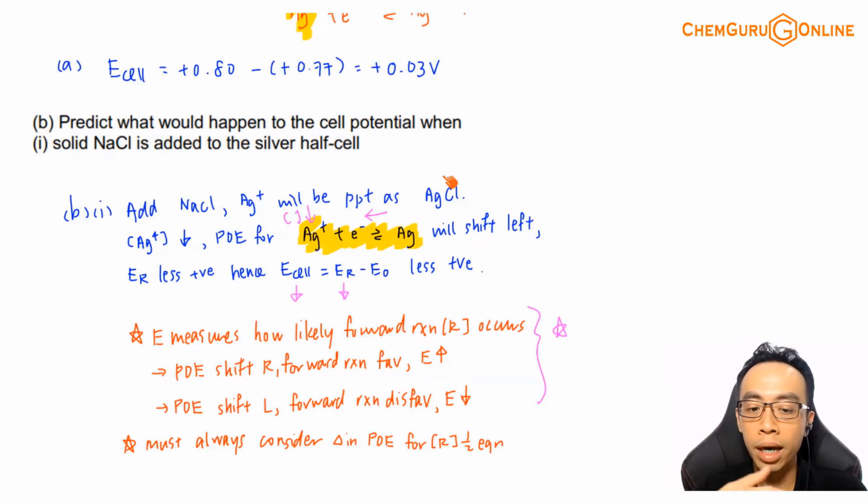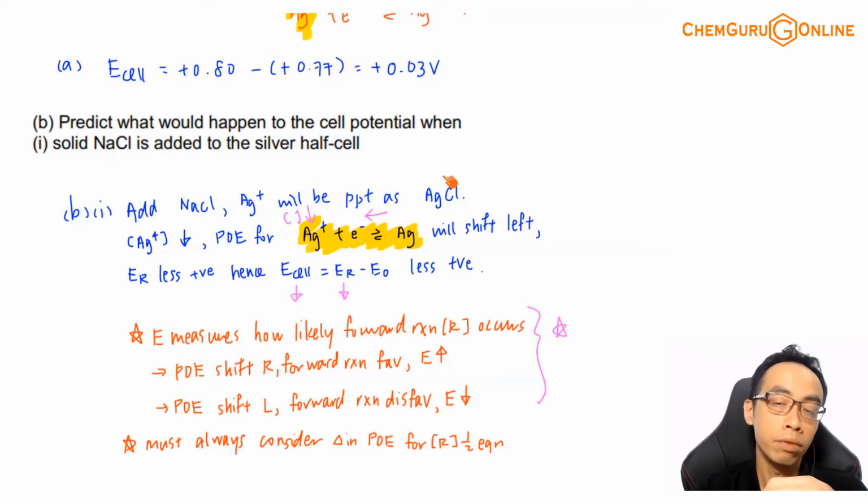It literally tells me how likely the forward reaction occurs. So when there's a shift in position of equilibrium, favoring the forward reaction or the reverse reaction, your E value will be affected. If the position of equilibrium shifts towards the right-hand side, favoring the forward reaction, which means it favors reduction, it will increase the E value because the E value measures the tendency for the forward reaction. So if the forward reaction becomes more likely to occur, we'll have a bigger E value.